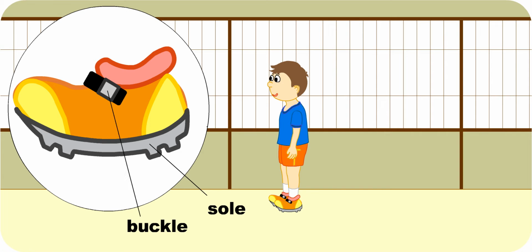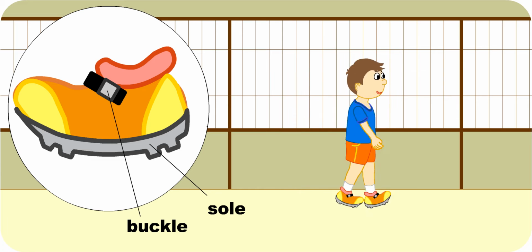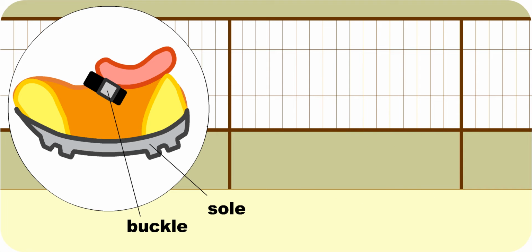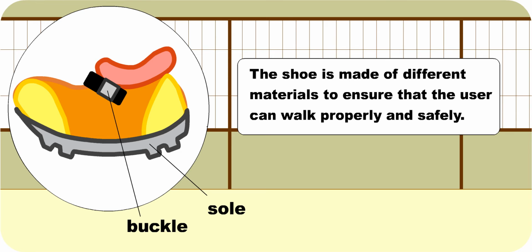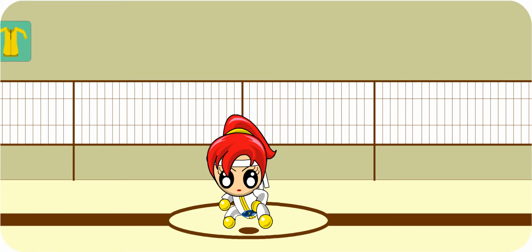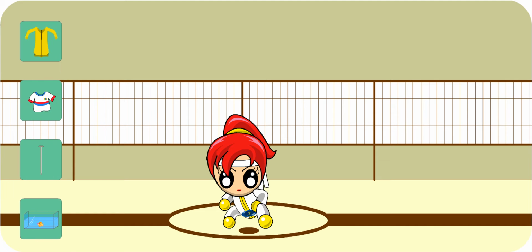That's right. Now look at the buckle on the strap of your shoes. What material is it made of? It is made of metal. Yes, metal is not flexible and thus prevents the shoe from slipping off when you walk. I see. So my shoe is made of different materials to ensure that I can walk properly and safely. Yes. Now let's look at the following items. Can you tell me what materials these things are made of and why the materials are chosen to make an object? I can give it a try.